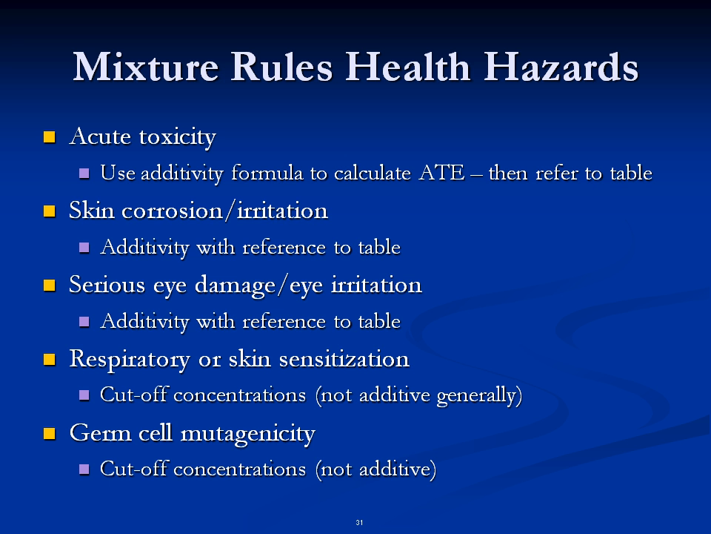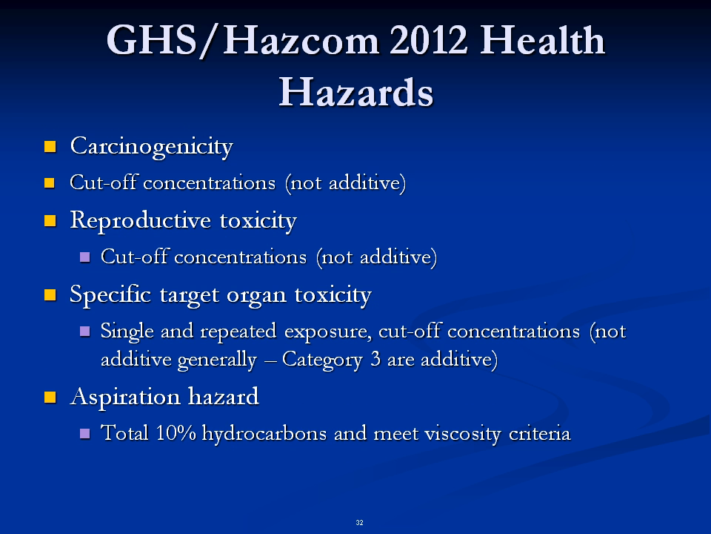Germ cell mutagenicity uses a cutoff concentration, and that's not going to be additive. In other words, we look at them as single individual ingredients. The same thing is true with carcinogenicity. It's a simple cutoff concentration. Reproductive toxicity also is a cutoff concentration without additivity. And for specific target organ toxicity, there again we have cutoff concentrations, and they generally are not considered to be additive except for category 3 for single exposure.